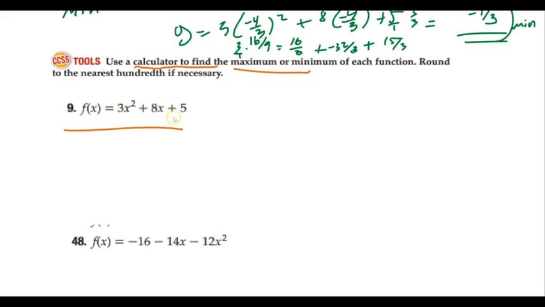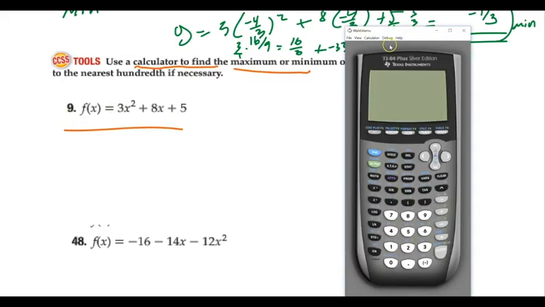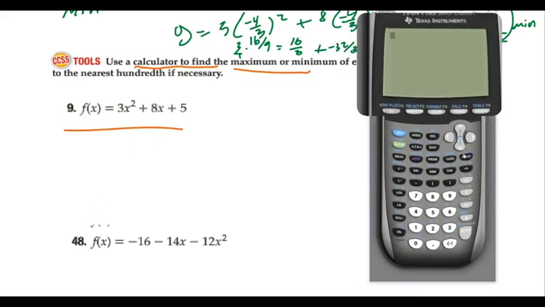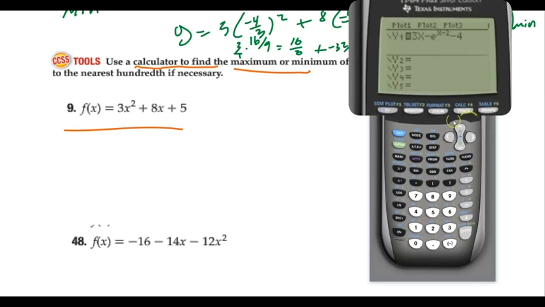Step 1, type it into our calculator. Turn it on. Step 1, just type it in. Go y equals, and then we're going to type that equation in: 3x squared plus 8x plus 5. I'm going to graph it.